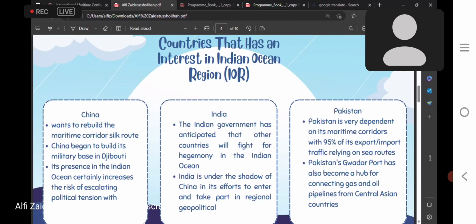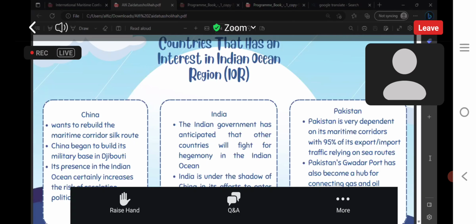India is well aware of the advantages of having direct access to the Indian Ocean and being the main country in ensuring the safety of navigation. Now, India is under the shadow of China in its efforts to enter and take part in the regional geopolitical contest in the Indian Ocean.